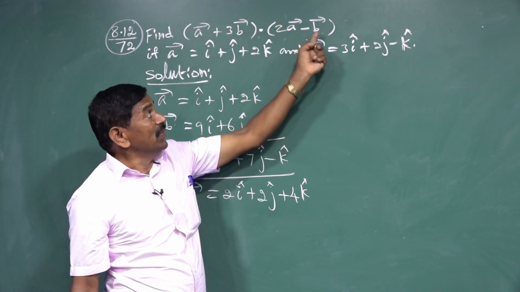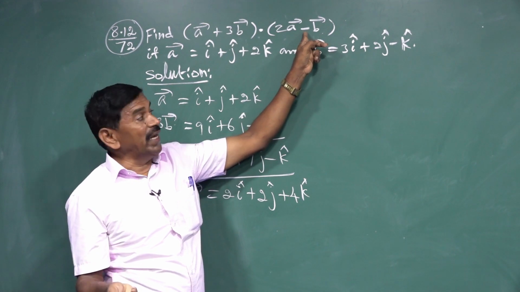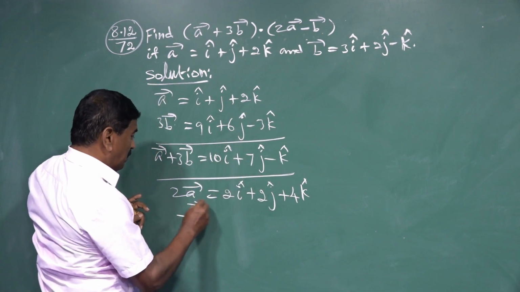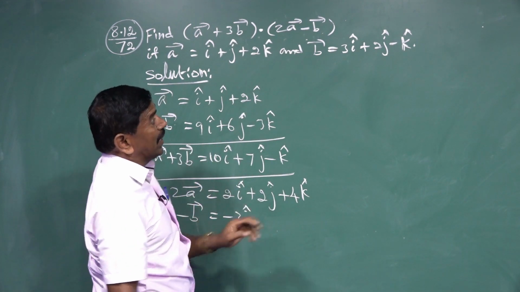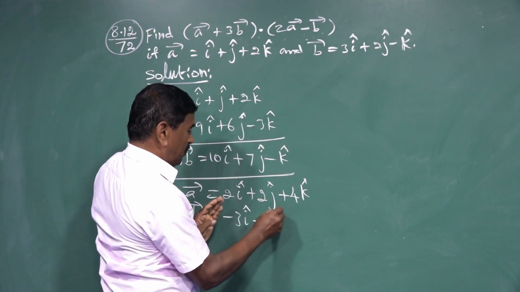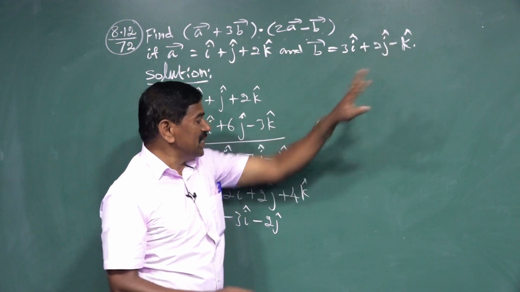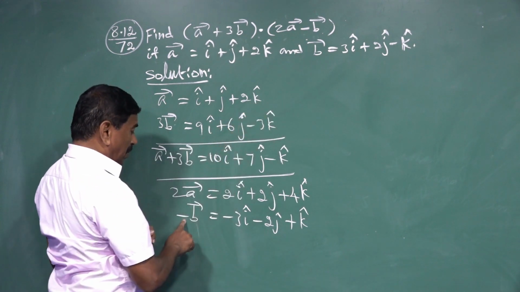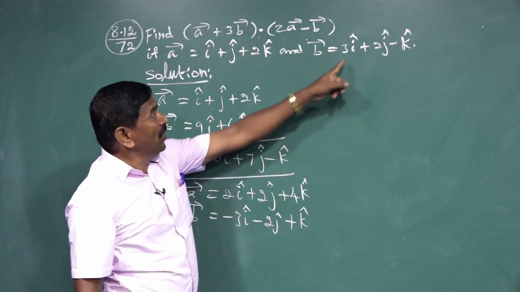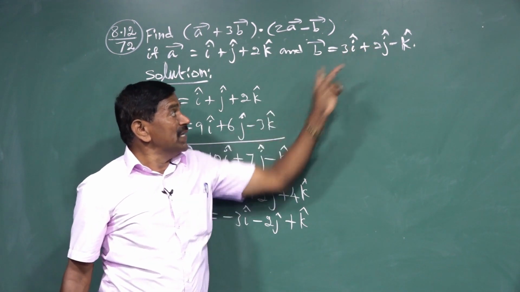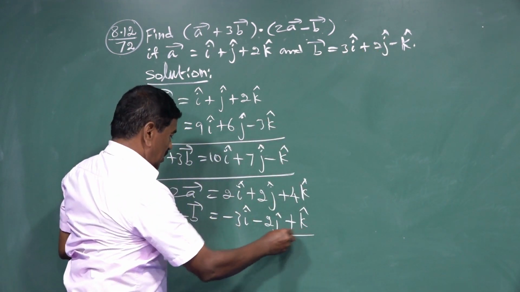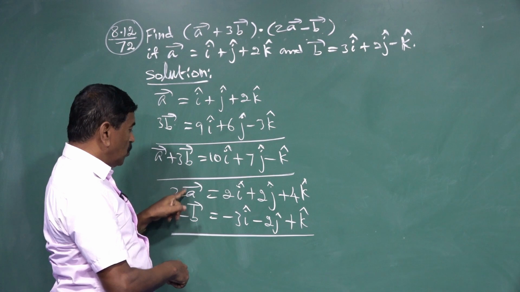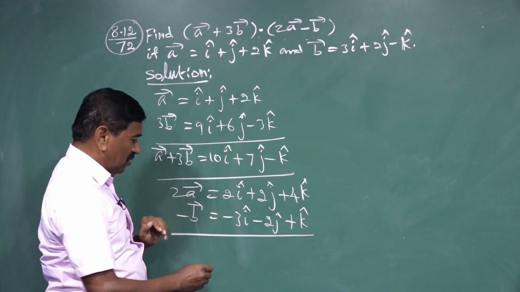Next I need minus B. This B vector is multiplied by minus 1 directly. So minus B vector is equal to minus 3I cap, minus 2J cap, and minus into minus, plus K cap. Because B vector is multiplied by minus 1, that is a sign change. Now whether I want to add or subtract? I want to add because it is 2A vector minus B vector. While adding, you are going to get a direct answer.